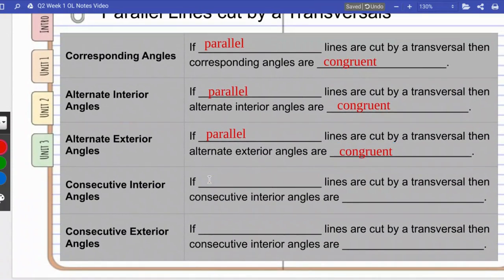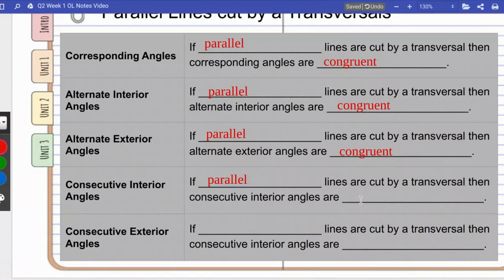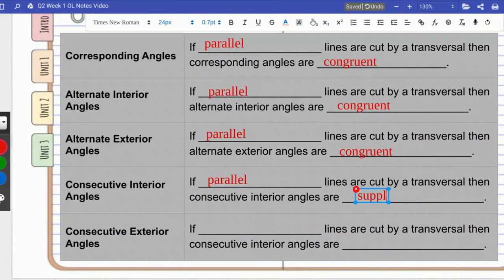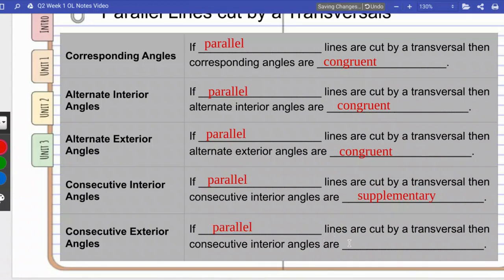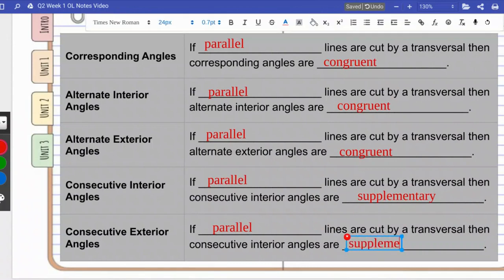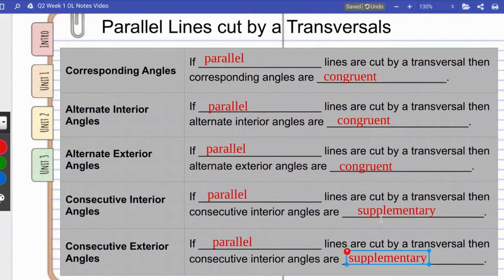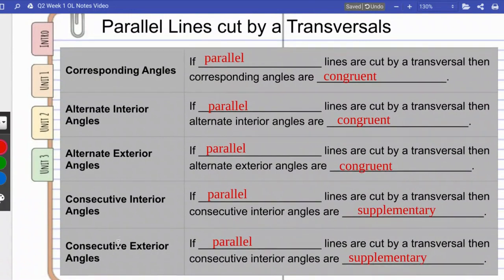If we had parallel lines cut by transversal, the consecutive interior angles ended up being supplementary from our discovery. And if we had parallel lines cut by transversal, the consecutive exterior angles ended up being supplementary as well. These are rules. These are if-then statements. So these are my conditional statements. These are rules that you have to know.